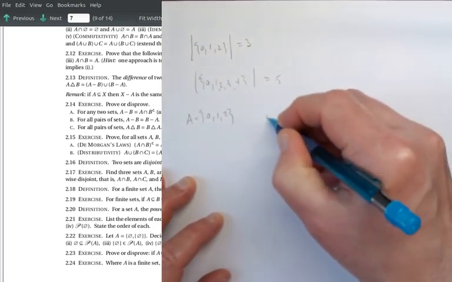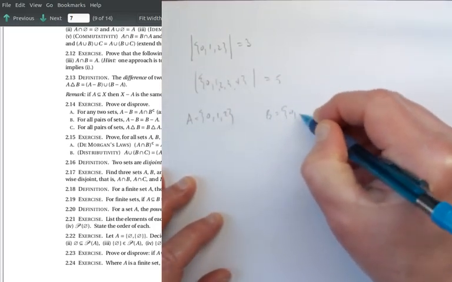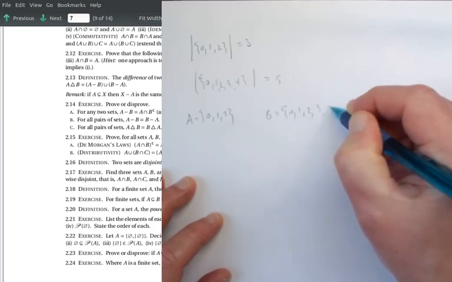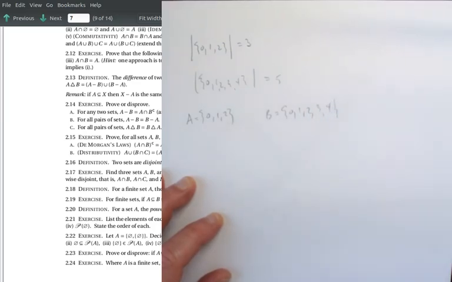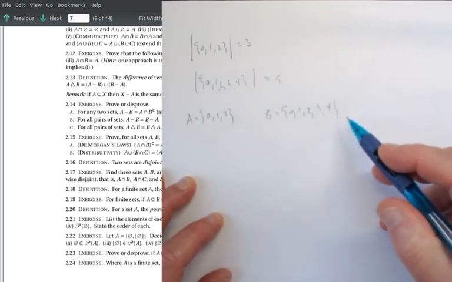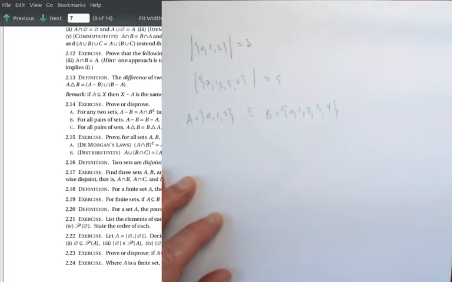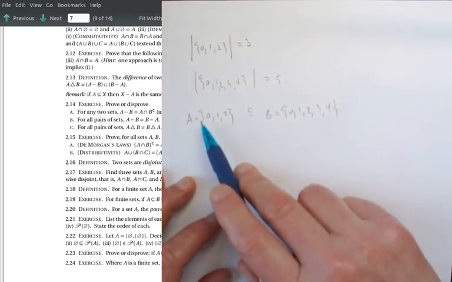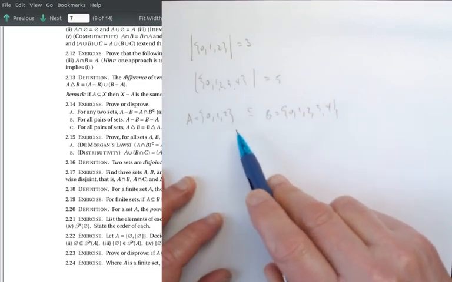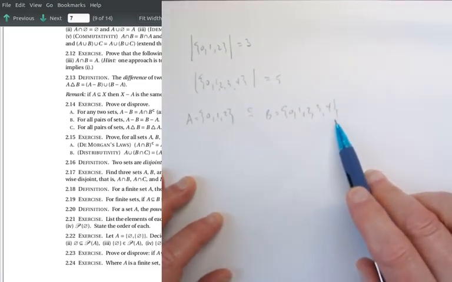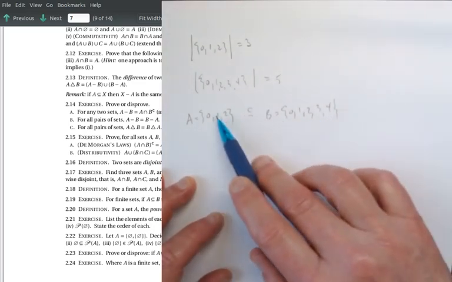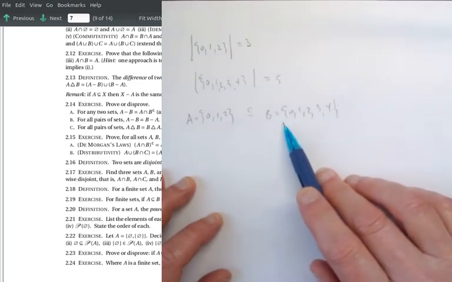Right. And B is 0, 1, 2, 3, 4. So sure enough, A is a subset of B. And when you count, of course, you get 1, 2, 3 elements here, 1, 2, 3, 4, 5 elements here, and so the number of elements in A is smaller than or equal to the number of elements in B.